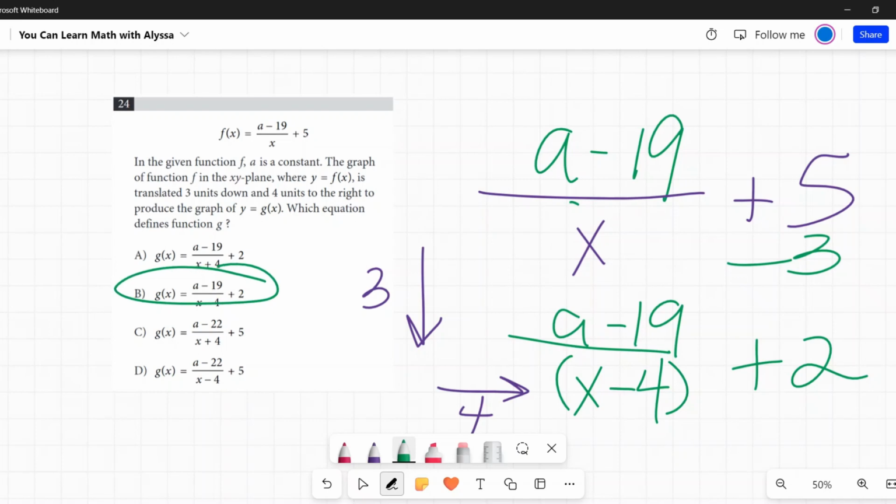They really are just testing that knowledge that when you put a number in with the x, it moves it left or right, but the opposite way. When the number sits outside by itself, it moves it up or down directly. And that's your final answer.